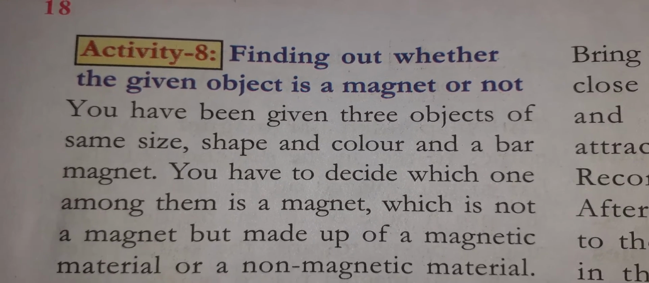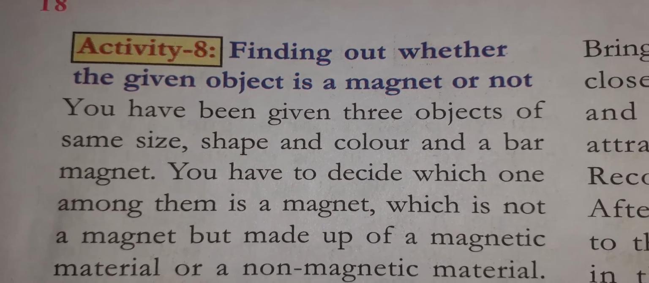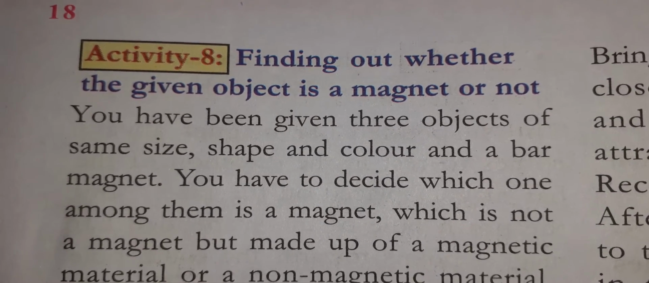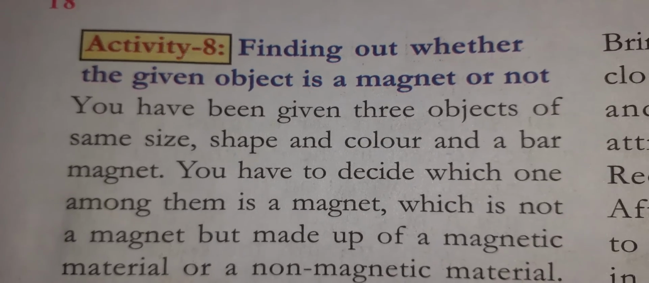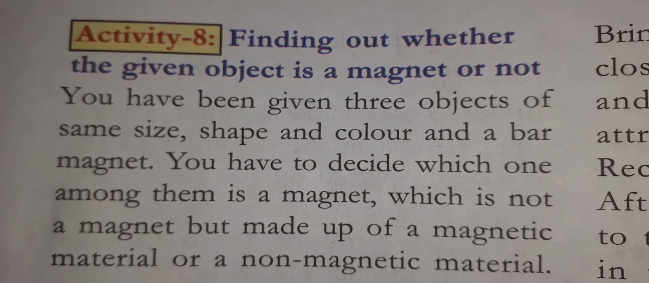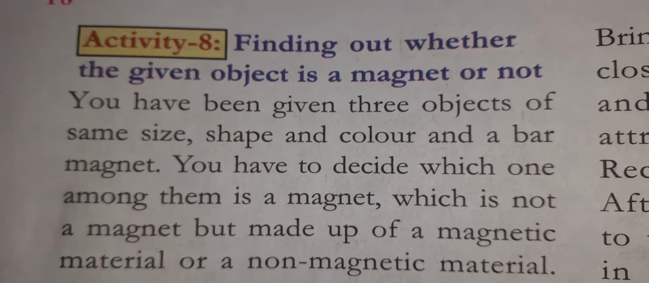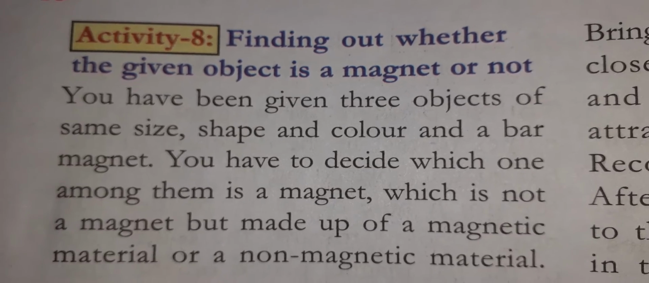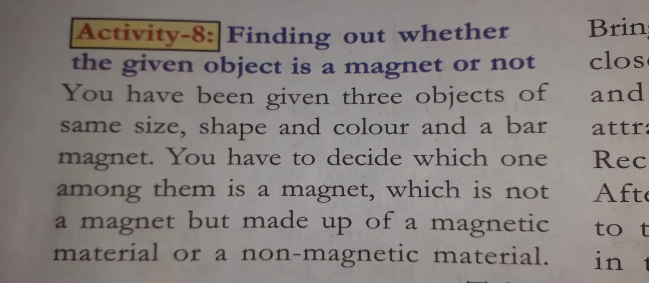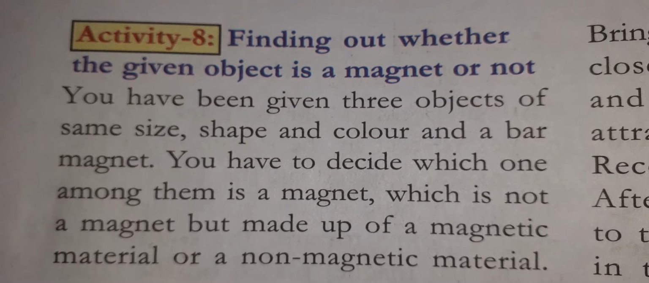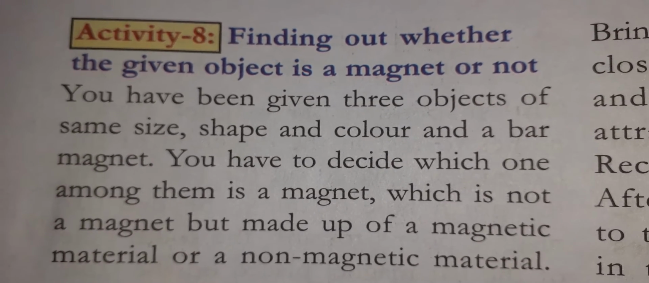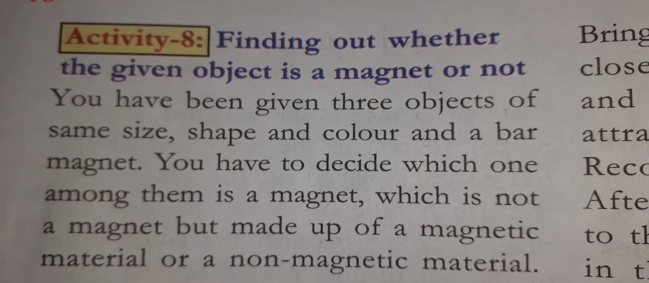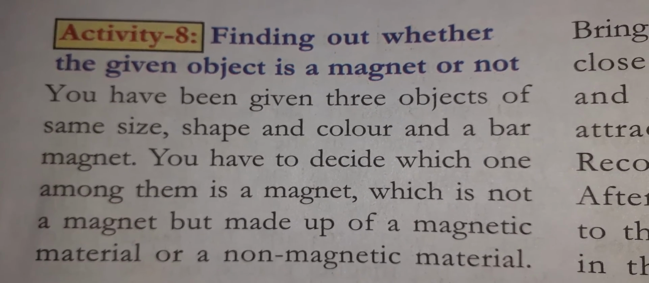So students, in this activity we have to find whether an object is a magnet or not. We have to take objects having the same size, shape and color along with a bar magnet. After that, you have to decide which one among them is a magnet, and which one is a magnetic substance or non-magnetic.